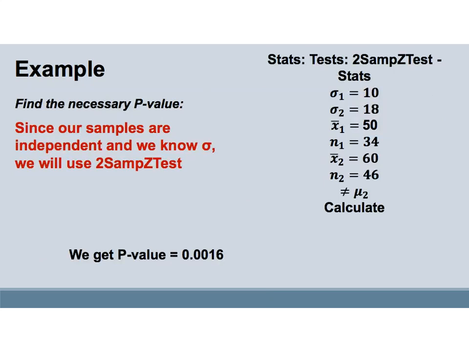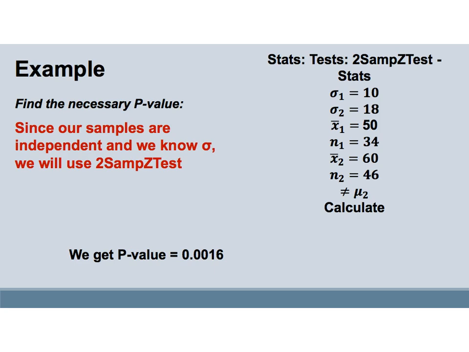So if you go to that on the calculator, stat over to test, number 3, 2 sample z-test. You want to keep it on stats. The first thing it asks you for are those standard deviations. Well, the standard deviation for model A was 10, and the standard deviation for model B is 18.